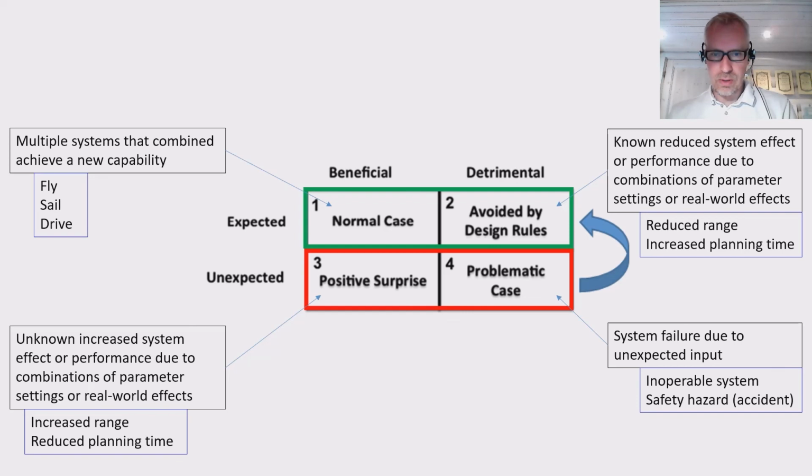The fourth quadrant is the one we should be most concerned with. That's the problematic case, where system failure due to unexpected input could result in inoperable systems or safety hazards causing crashes, resulting in injuries or even death in worst case.